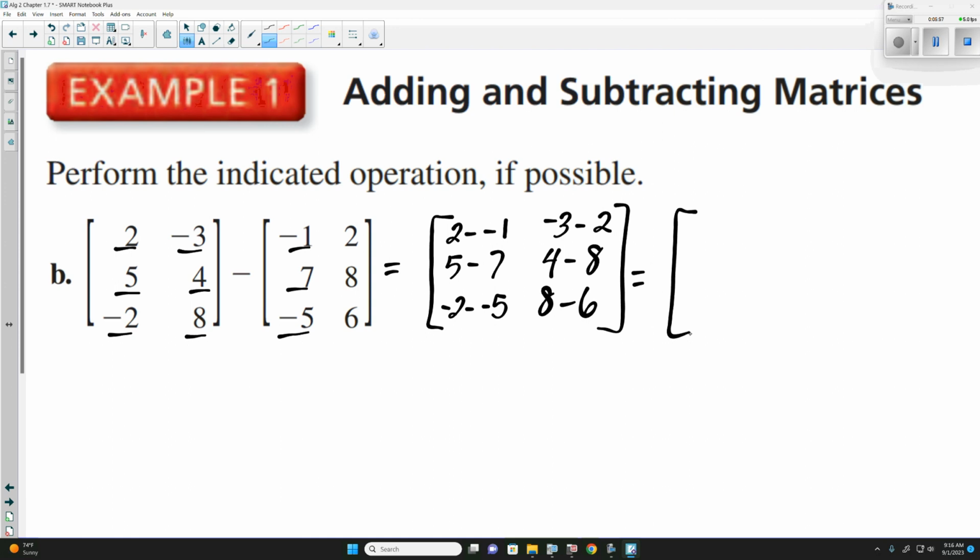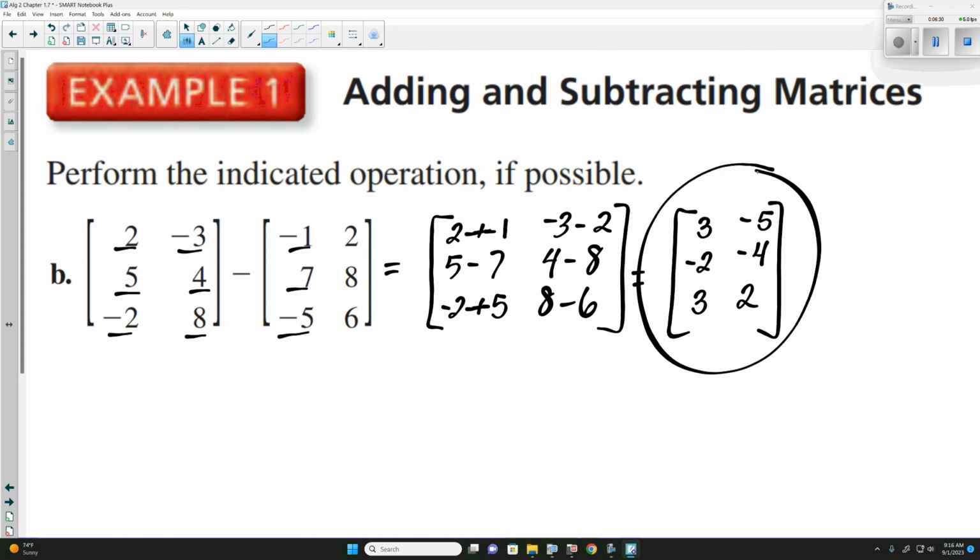And now that we have this set up here, we just need to subtract. 2 minus negative 1. Well, the negative and negative make a plus, giving us 3. Negative 3 minus 2 would be negative 5. Our next one, 5 minus 7 is negative 2. 4 minus 8 is negative 4. Negative 2 minus negative 5, well, the negative negative would make a 3. And lastly, 8 minus 6 is 2. And that's it.